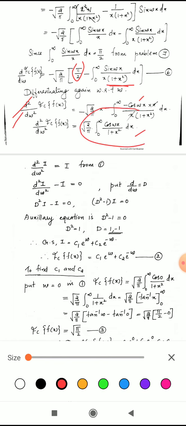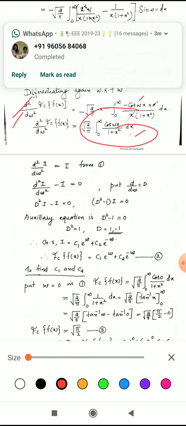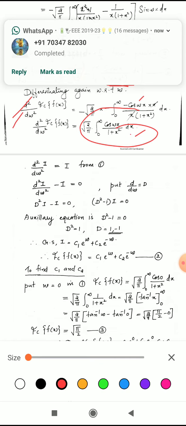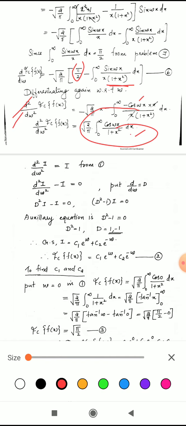And this is just like I. So d square I by d omega square is equal to I from equation 1. So d square I by d omega square minus I equal to 0. And now this is a second order ordinary differential equation.